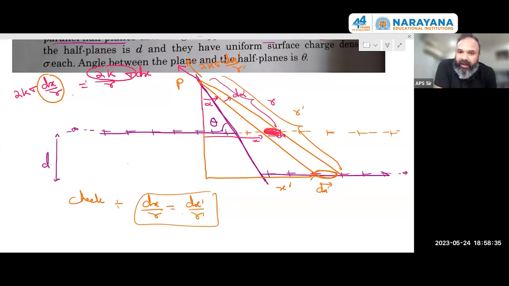So by similarity, you can directly say that. You understand this? Then I'll write the ratios like x upon r or dx upon r term, and then I will write x prime upon r prime or dx prime upon r prime term. I'll get the same term. If you want, I can write the simple equations also to derive it, but I don't think it is required. Directly by geometry, you can say that.